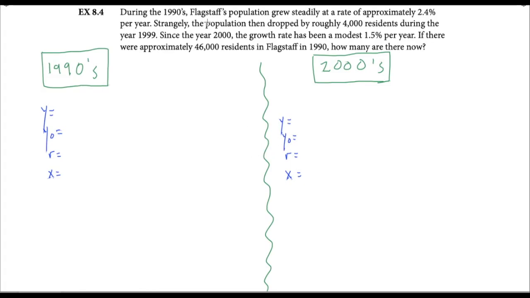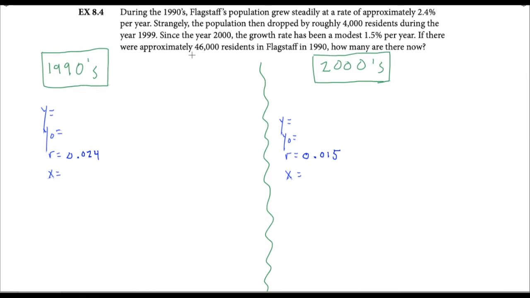It says during the 1990s, Flagstaff's population grew at a steady rate of approximately 2.4%. Strangely, the population then dropped by roughly 4,000 residents during the year 1999. Since the year 2000, the growth rate has been a modest 1.5%. If there were approximately 46,000 residents in Flagstaff in 1990, how many are there now?